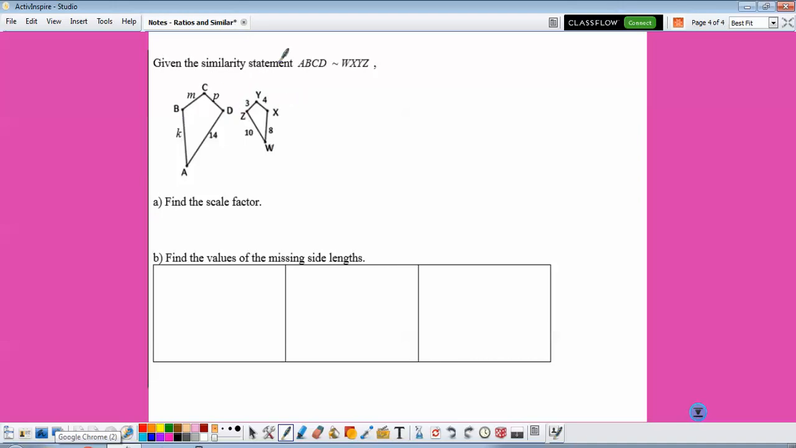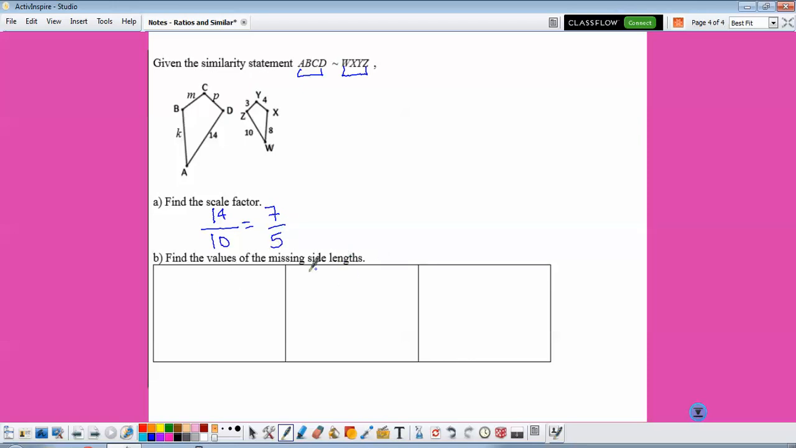Given the similarity statement that ABCD is similar to WXYZ, find the scale factor and find the missing values. So to find the scale factor, we need to use the sides that were given. In ABCD, the only side we're given is AD, so we know it's got to be 14 over something. Now, which side matches up with AD in our similarity statement? That would be WZ, because A and D were the first and last letters. We use the first and last letters here, which is a length of 10. Then we simplify 14 over 10, which is 7 over 5.